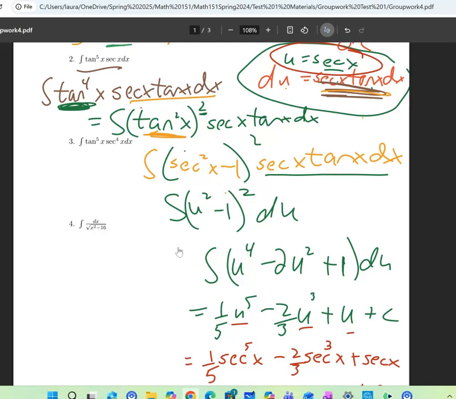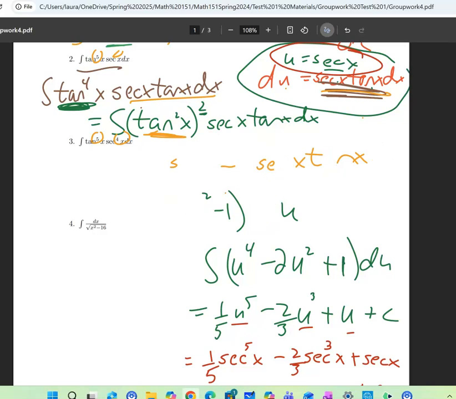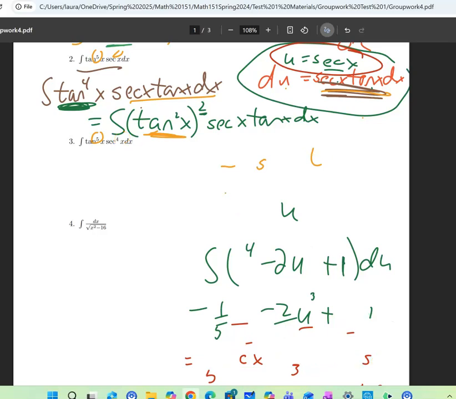All right, so let me make some room here. Looking at this next one, number 3. Notice in number 2, I did have odd powers on both of the trig functions. Here I have an odd and an even. In this particular case, I could use either choice to make the good du. So let me stop the video so that I can make another video to show both of the ways that could work for number 3.